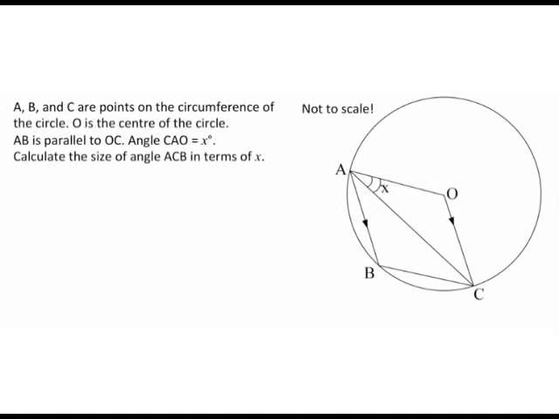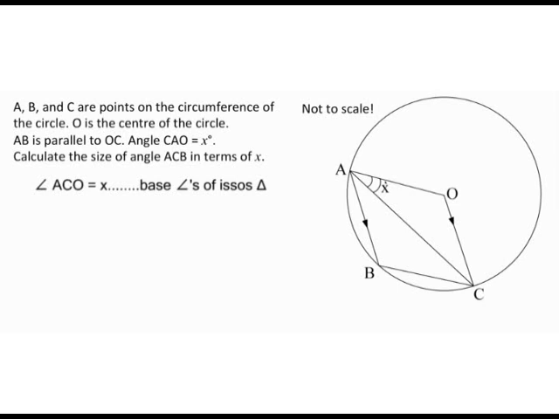Final example, and this is a funny one. We are given x instead of a number, and we are supposed to calculate angle ACB in terms of x. It is not as hard as you may be imagining. As long as you know the rules, you can work it out. Let's start. AO and CO are radii, and so they form an isosceles triangle with chord AC, so the base angles are equal. So angle ACO is equal to x. Why? Because they are the base angles of an isosceles triangle.